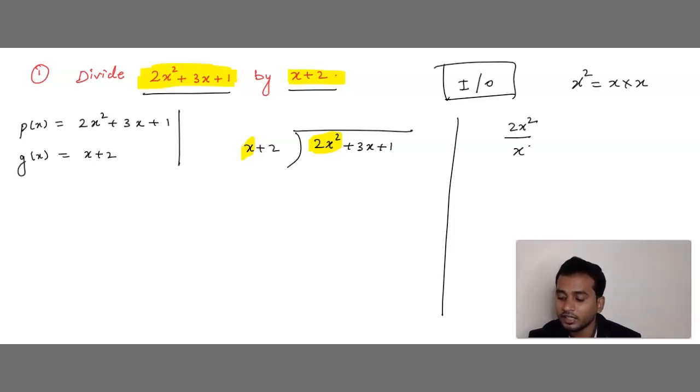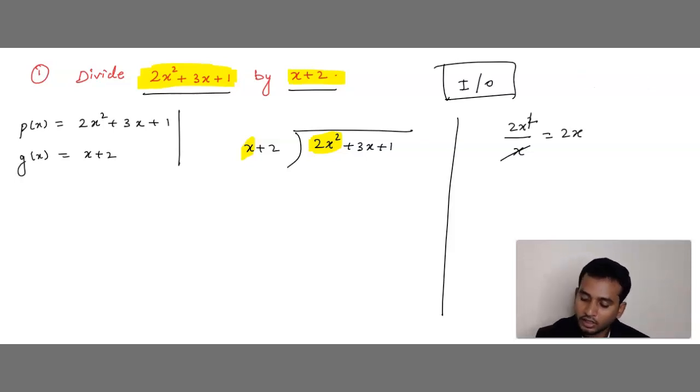But here we can see, here 1 time x, here 1 time x will get cancelled. This 1 time x will get cancelled. So what is left out? 2x. 2x square by x square means what is left out? 2x is left out. Correct, no children? Yeah. That 2x you write here. Input by output. In value is 2x square, out value is x.